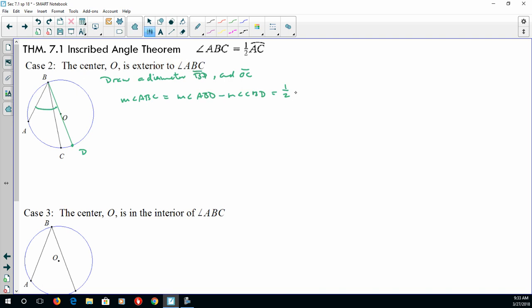The measure of CBD, this is an inscribed angle where one side goes through the center, so one side is a diameter. And I know by the previous thing that the measure of angle CBD is 1/2 the measure of the arc it intercepts, CD. So this is 1/2 the measure of arc AD minus the measure of arc CD. But AD minus CD is the measure of arc AC. So it works for that one as well.